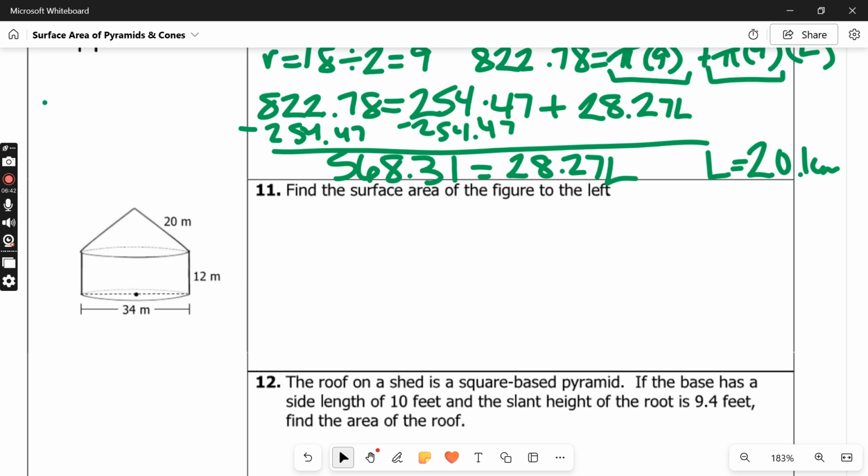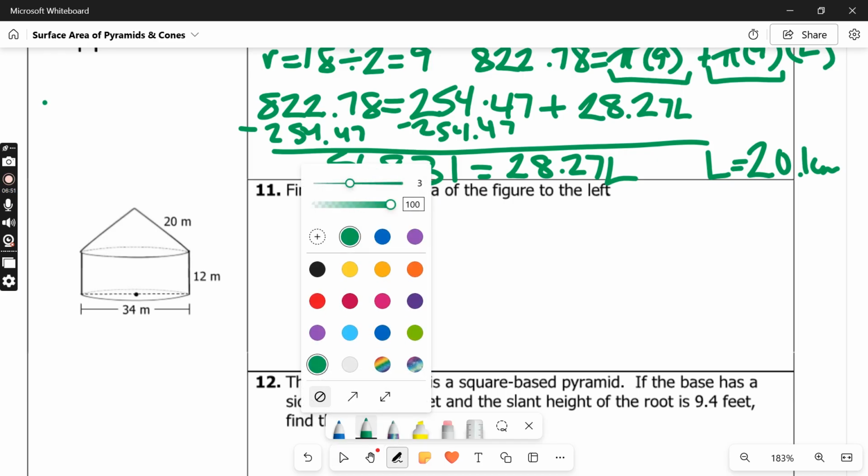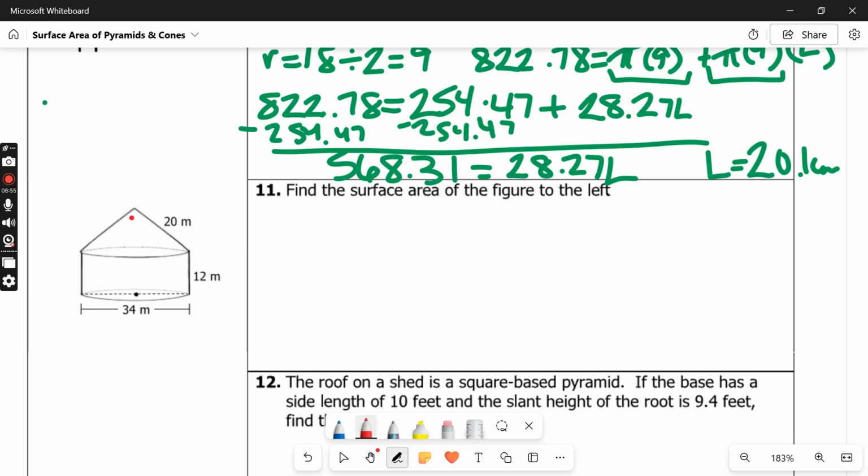Okay, number 11 says we're going to find the surface area for the figure to the left. All right, so I'm going to start with this cone. Now, surface area, if you notice, where these two meet is at this base, that's a circle. So I don't need that circle for either of my surface areas.